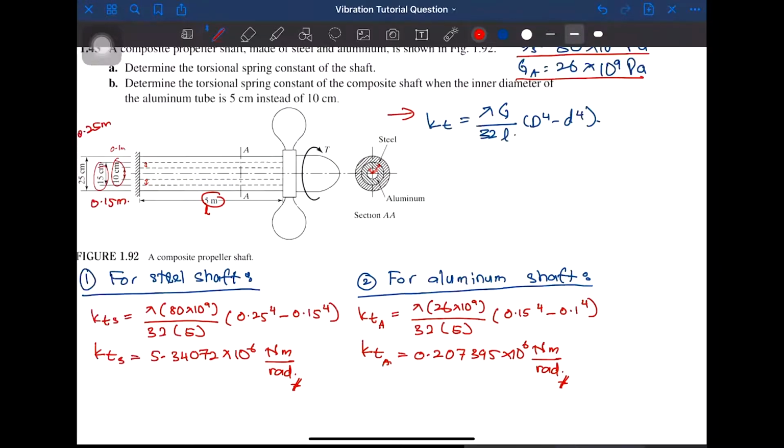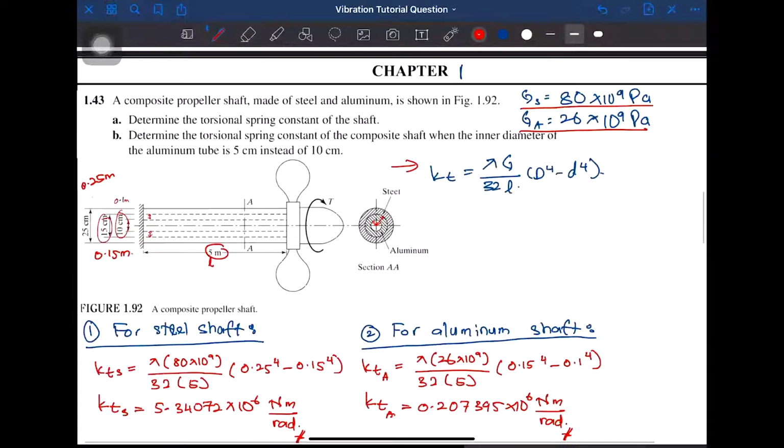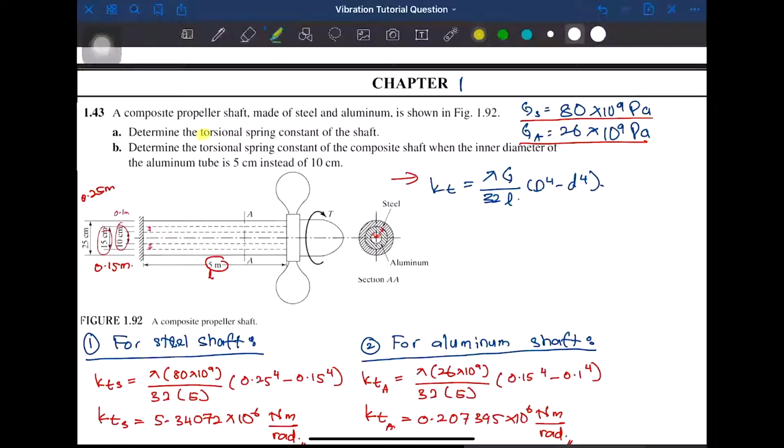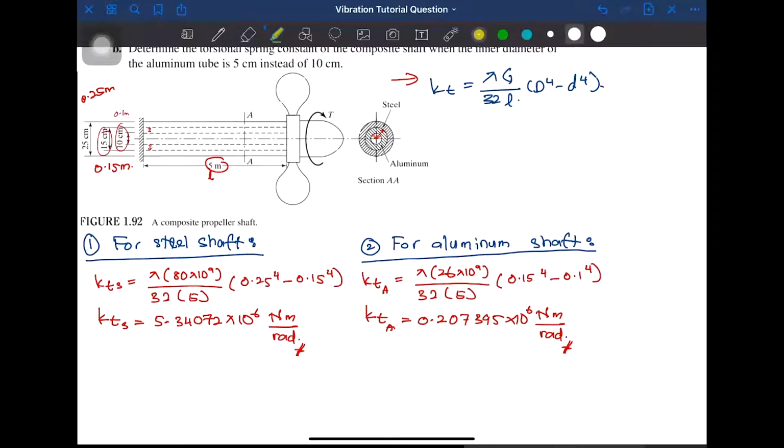Now question 1 is the torsional spring stiffness of the entire shaft. Since the shaft is made up of 2 different materials, you already have the torsional stiffness for each material. So the thing that you want to do now is find the equivalent K. So try and find the equivalent K for this one.